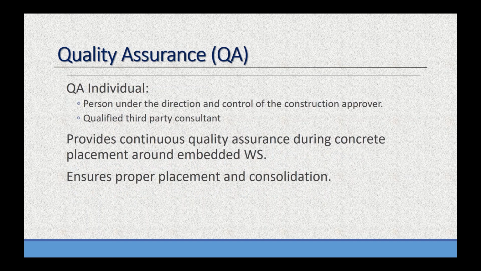The quality assurance person is another set of eyeballs that's doing exactly the same thing. It provides continuous quality assurance during concrete placement around embedded water stop, ensures proper placement and consolidation. But that quality assurance person is a person under the direction and control of the construction approval, or it could be a third-party consultant hired by the landowner. So in a sense, with that quality control plan, we've got two individuals, the quality control person and the quality assurance individual, with two sets of eyeballs on what's going on with that water stop. We're after the best installation of that water stop that we possibly can, so we can avoid having to do any repair or modifications, which are costly and time intensive.